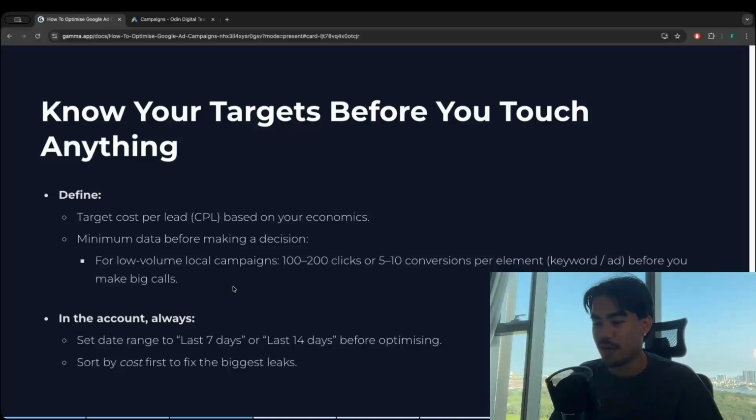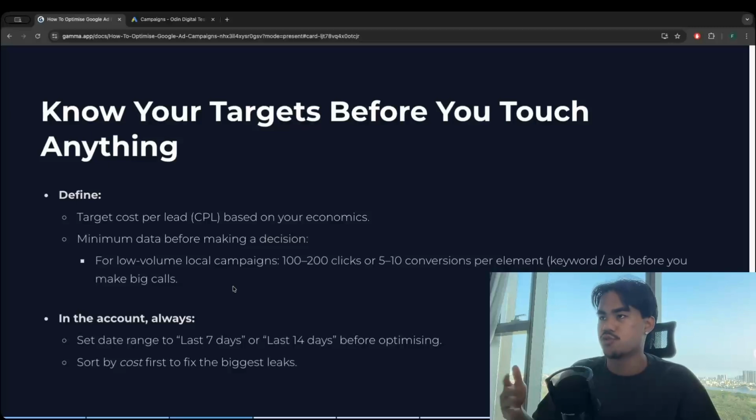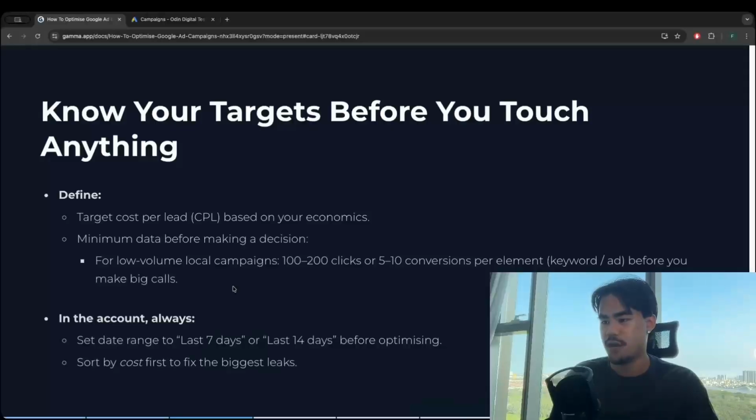And you want to sort by cost first to fix the biggest leaks. Don't sort it by impressions. Don't sort it by conversions even. Sort it by cost so that you know where you're spending your money. And that's the only thing that matters. Then you can work your way and reverse engineer from there, right?